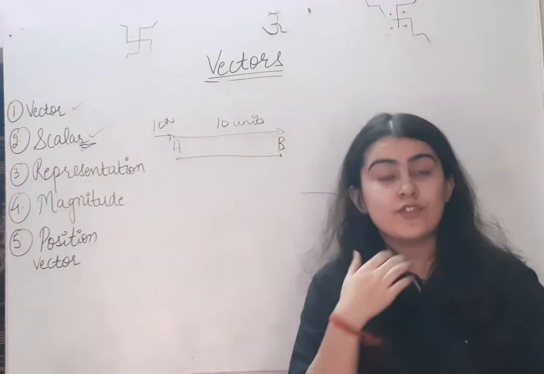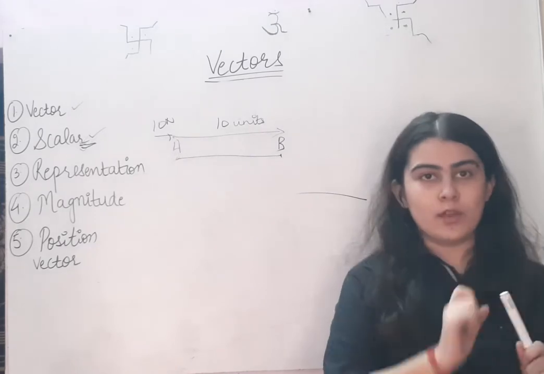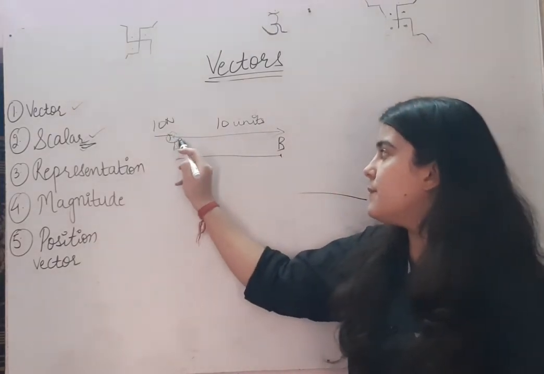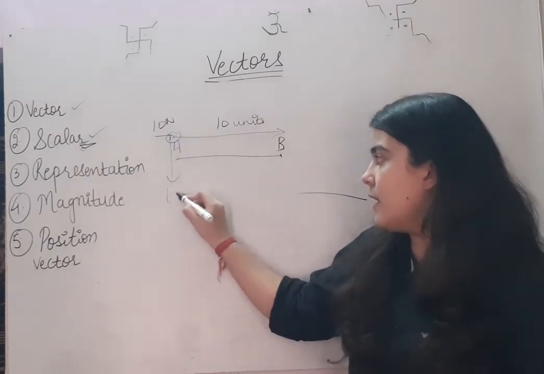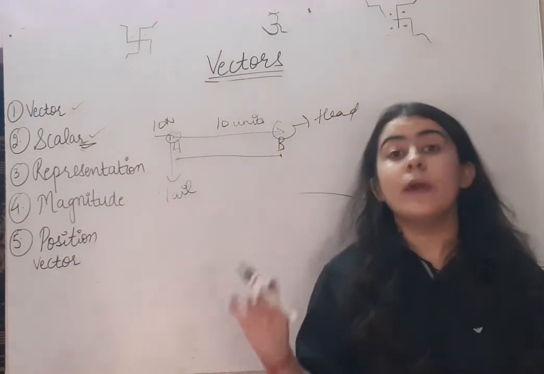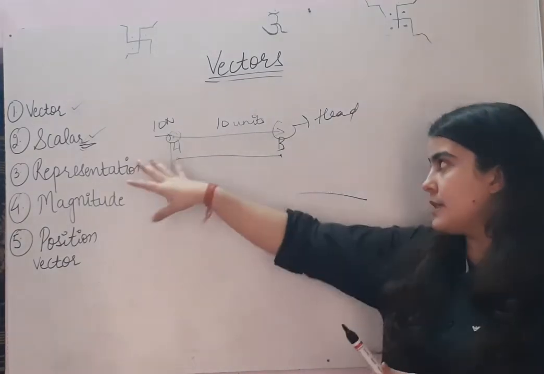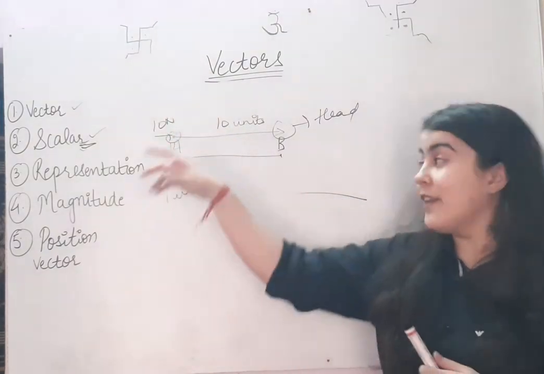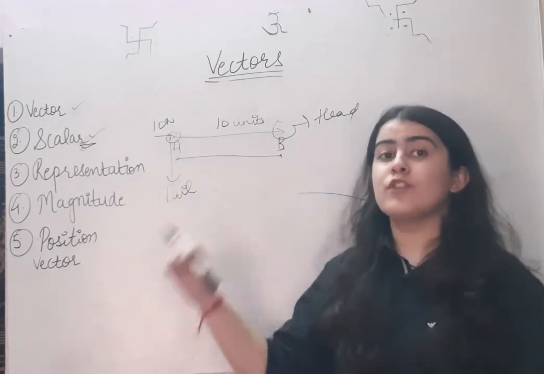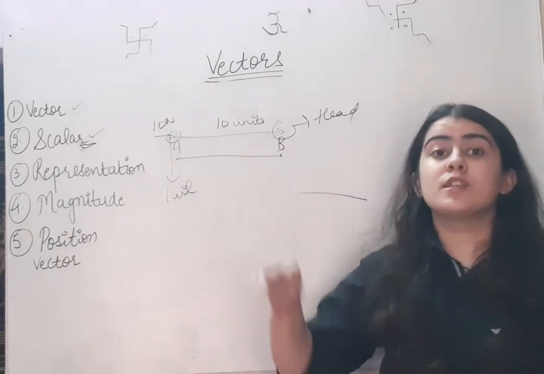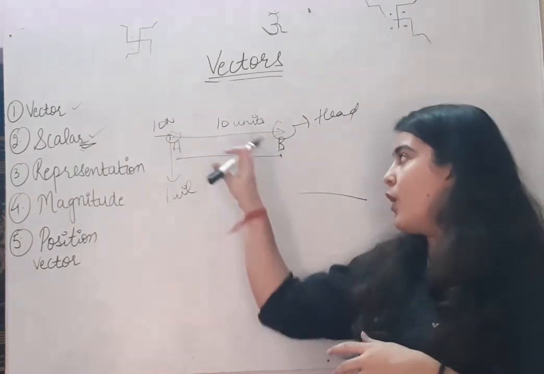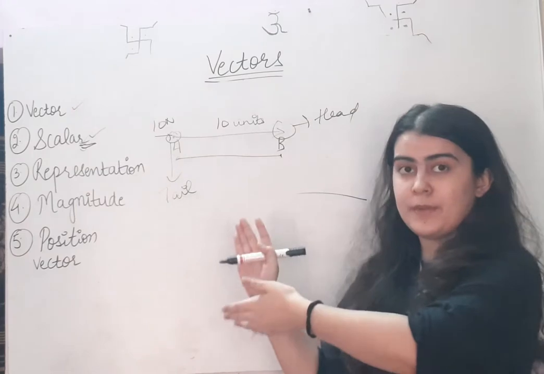Secondly, the representation. How do we represent a vector quantity? Suppose we have this vector. This is the tail and this is the head of a vector. This is how we represent a vector. The starting point of a vector is known as the tail and the terminating point or end point is known as its head. So this is how a vector is represented.